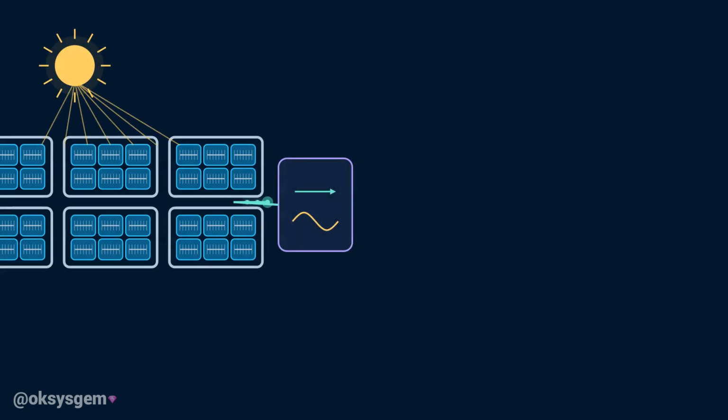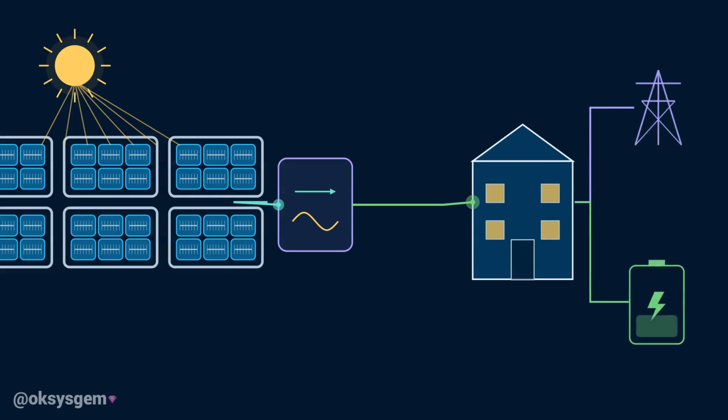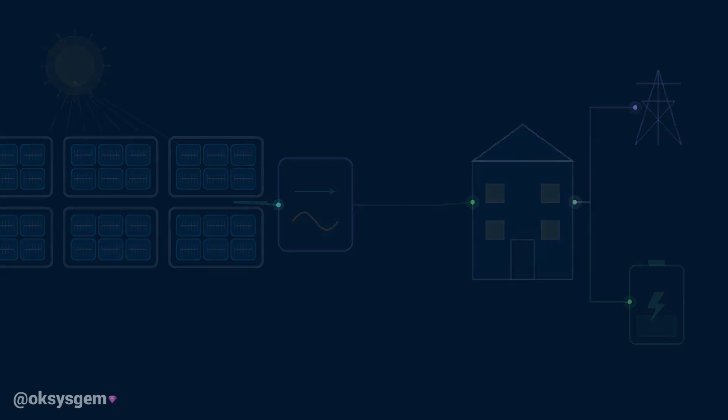The electricity from the array travels through cables to an inverter, and from there it can be used by the building. If the panels produce more power than the building requires, the extra electricity may be sent into the grid or stored in batteries. If the panels produce less than the building requires, the remaining power can be supplied by the grid, a battery, or another source.